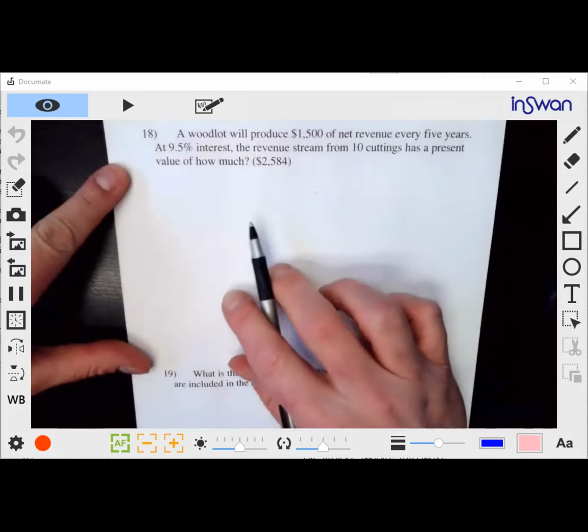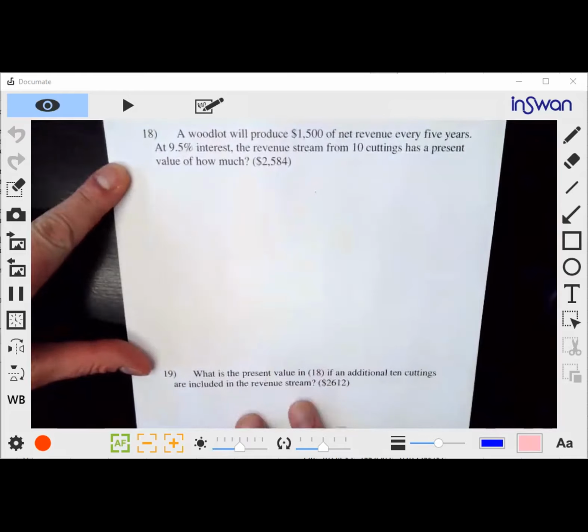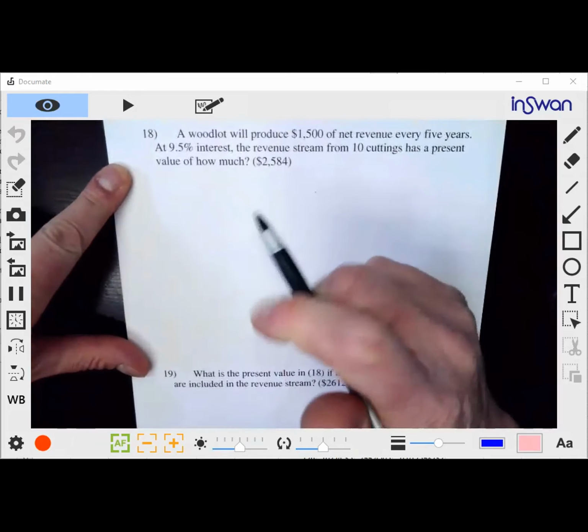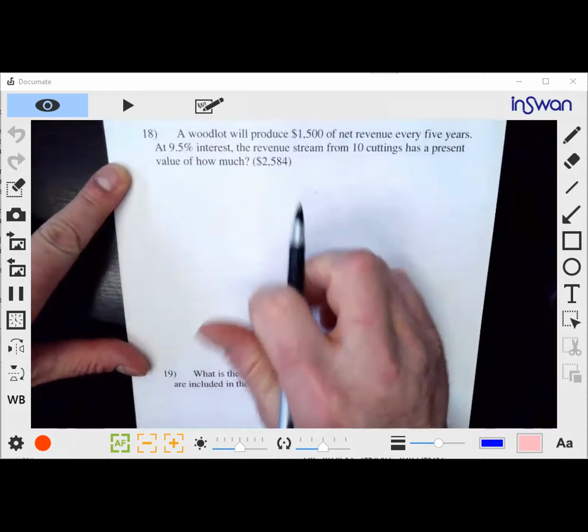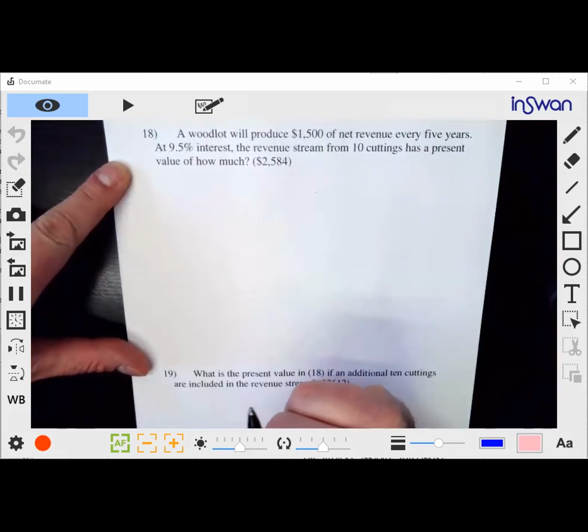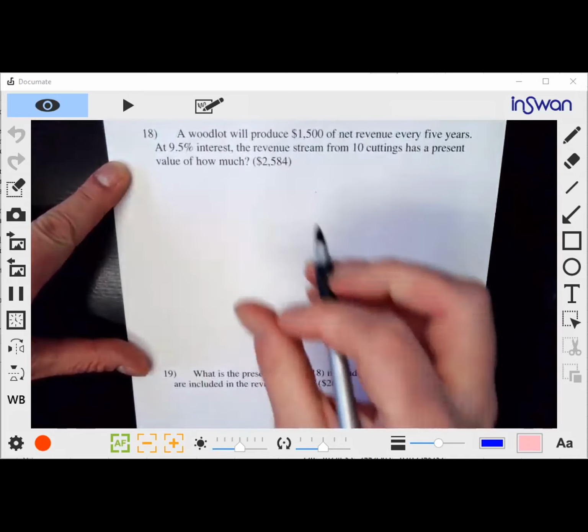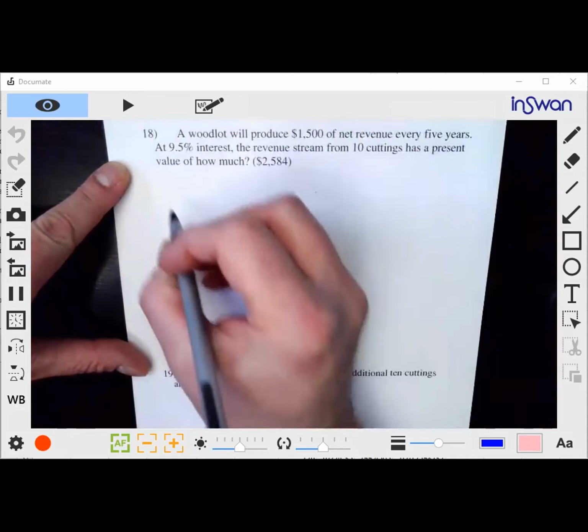So this is problem 18 from homework 2, which is a kind of a combo that goes with 19. We have a woodlot that's going to produce $1,500 of revenue every 5 years. At 9.5% interest, the revenue stream from 10 cuttings has a present value of how much?